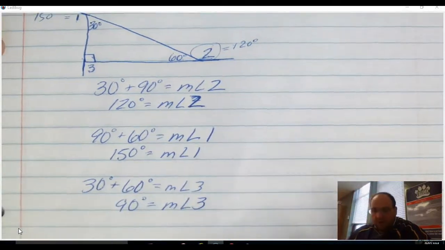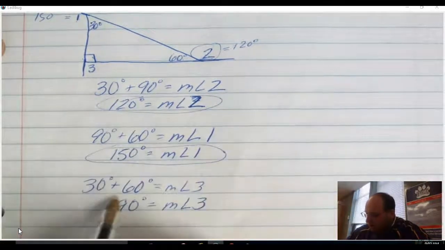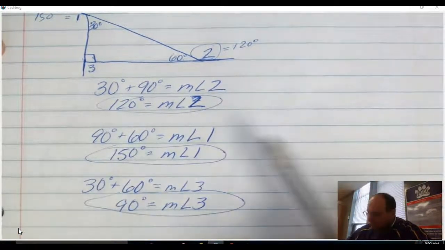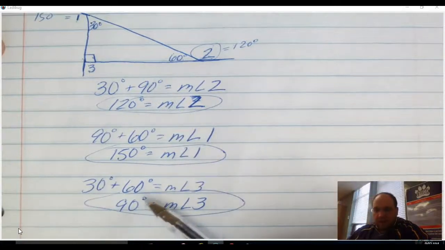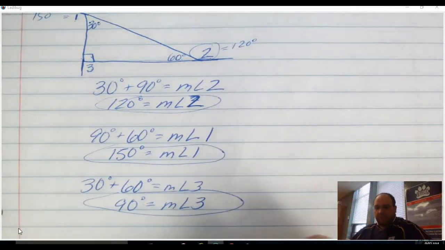All right. Hopefully you start to notice a pattern if you end up finding all of the measures of the exterior angles. So if you take 120, 150, and 90, you'll start to notice a pattern if you take all 3 exterior angles. But that's for another day.